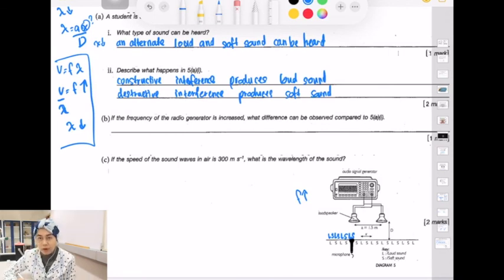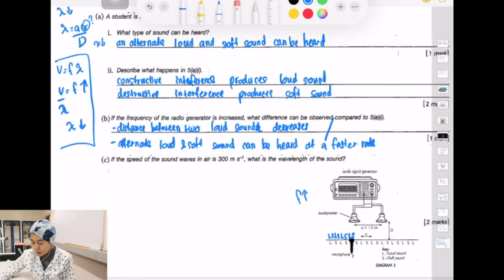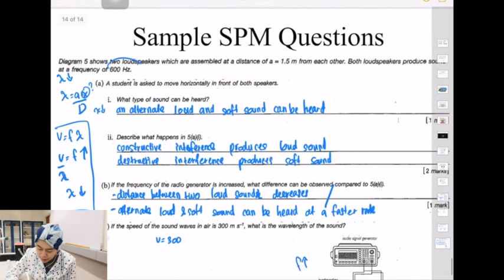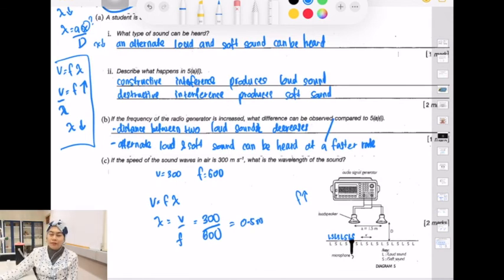Okay, so in words you can write about X, or you can also talk about the kind of sound that you hear. So the loud sound become closer together for the interference pattern, or as you move the microphone, then you can hear the loud and soft sound at a faster rate. Okay, so last question is to calculate the wavelength, and they give you the speed, and the frequency is also given at the top, which is 600. Everything is already in standard unit, so you can just apply the formula. You will get 0.5 meter.